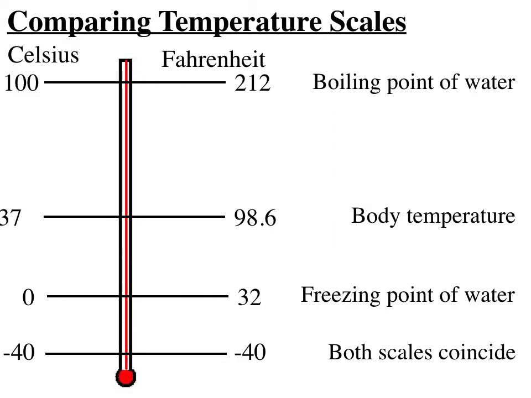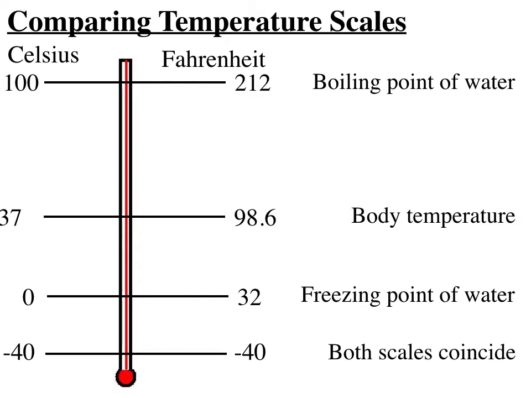Just some comparisons between temperatures on the Fahrenheit and Celsius scales. We note that the reference point for the two scales is 0 on the Celsius and 32 on the Fahrenheit scale. Those are the freezing points of pure water. Now, in actuality, those freezing points should be measured at sea level atmospheric pressure.